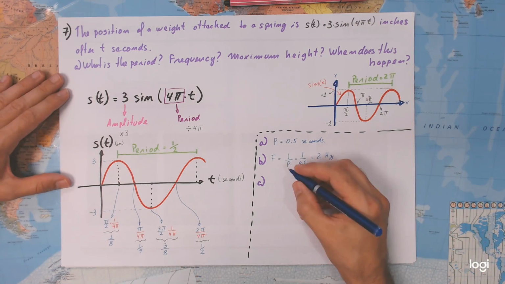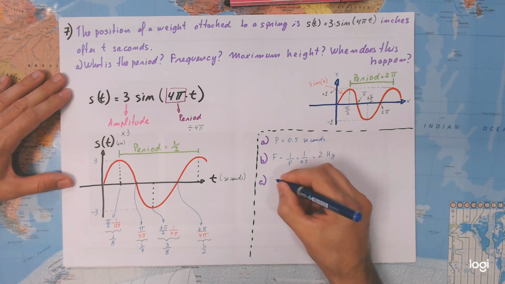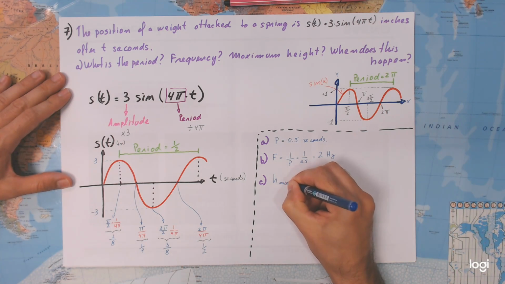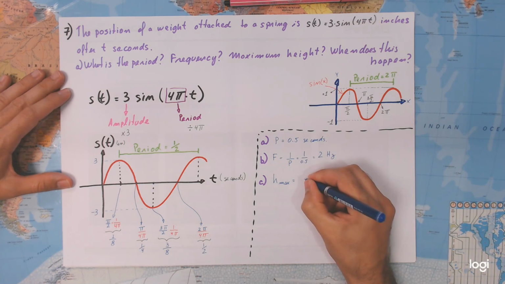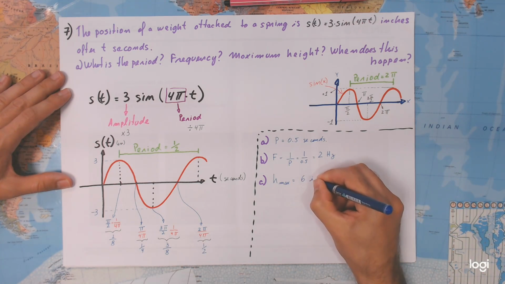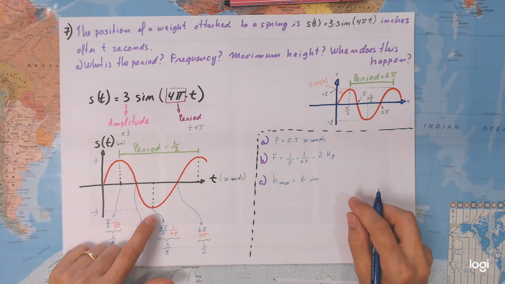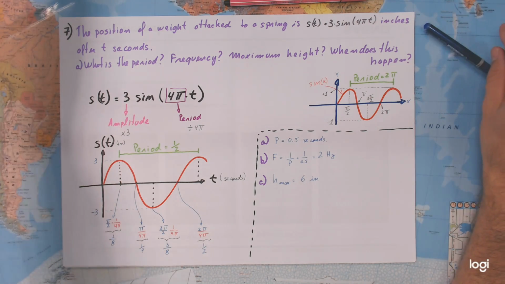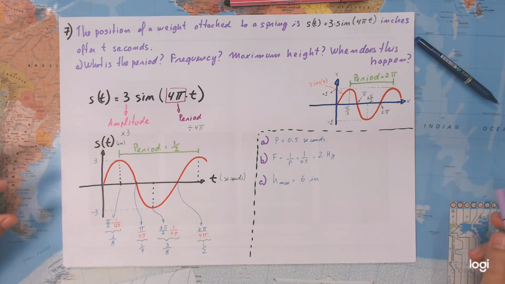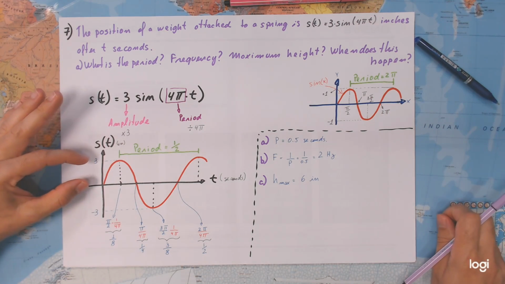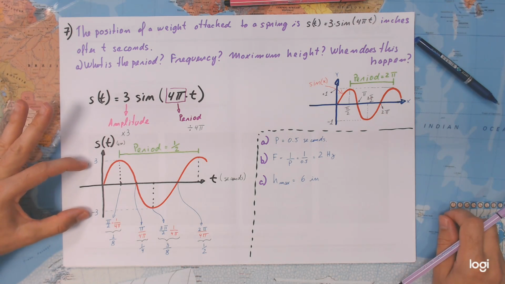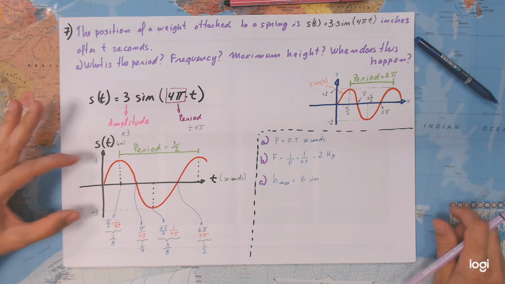Okay, so the maximum height, H maximum, is going to be 6 inches, because I'm going to consider this 0. It would be wrong to say just 3 meters. 3 meters is the amplitude. But the total distance it is going to travel is 6.